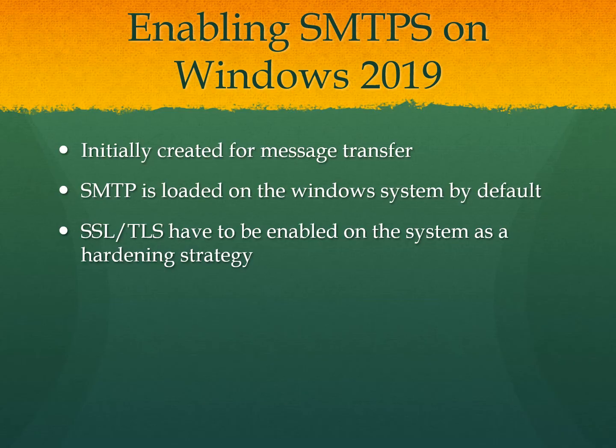On this slide we'll talk about Windows 2019. This was initially created for message transfer. It offers a secure line for email message encryption purposes, which we know will act as an assisting agent in protecting our mail, our data, and transfers.